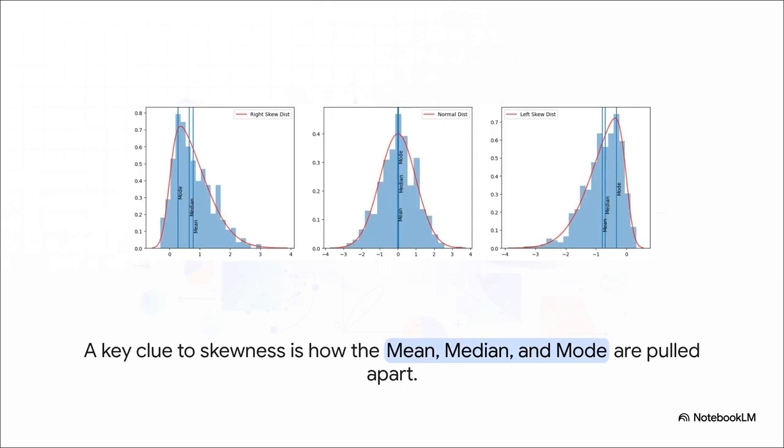Now here's a really cool trick for spotting skewness. You look at three numbers, the mean, the median, and the mode. And on that perfect bell curve, they're all the same, right in the center. But when the data is skewed, that long tail acts like a magnet, and it literally pulls the mean, the average, away from the center. It's a total giveaway that something's not symmetrical.